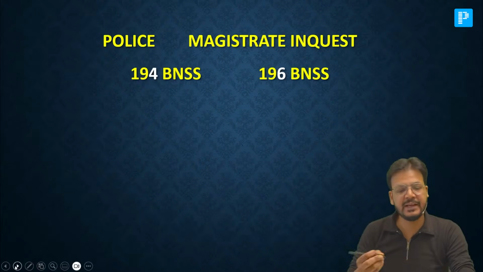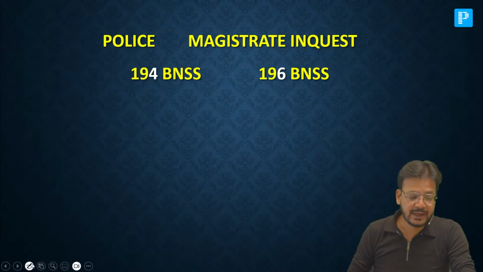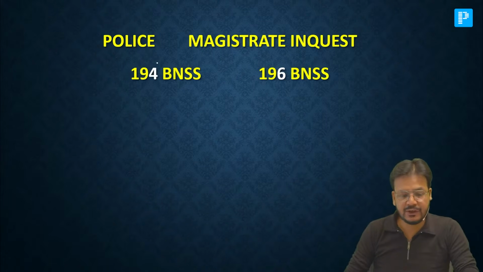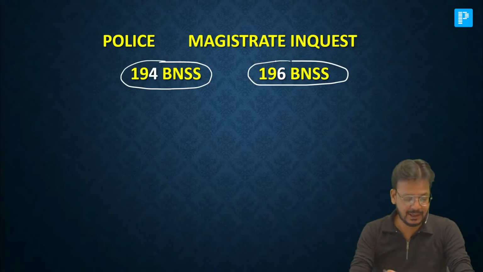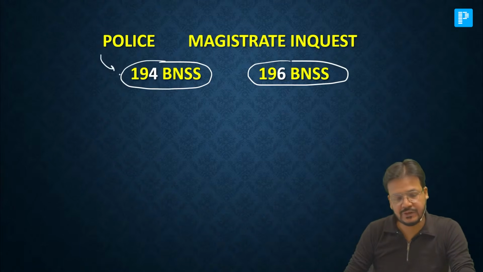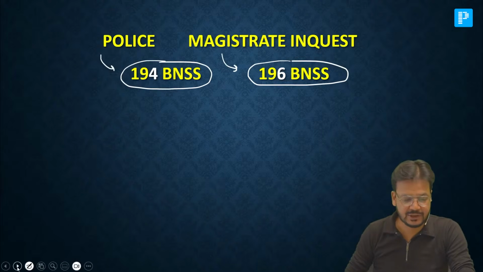We can see the explanation. Now a few important explanations, very, very important ones, my dear friend. Number 1. Police plays a four: Police Inquest is 194 BNSS. Magistrate plays a six: Magistrate Inquest is 196 BNSS. That's a very simple trick. Police hits a four, magistrate hits a six.